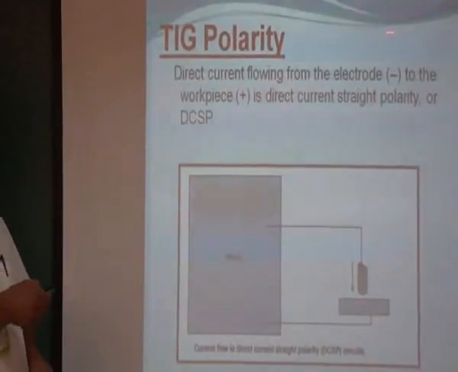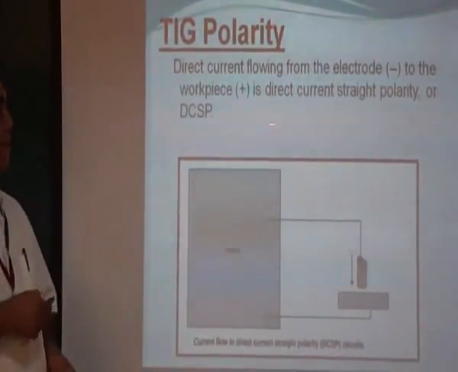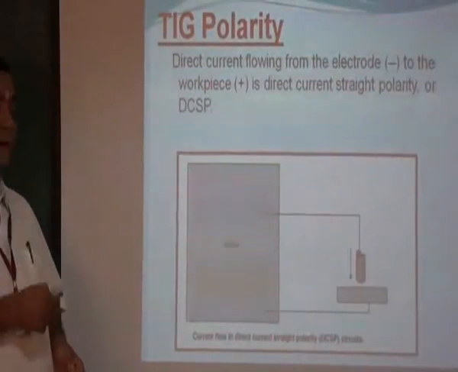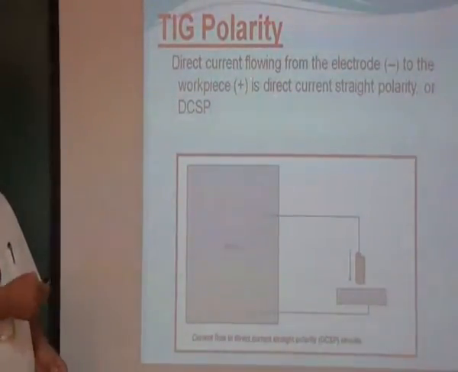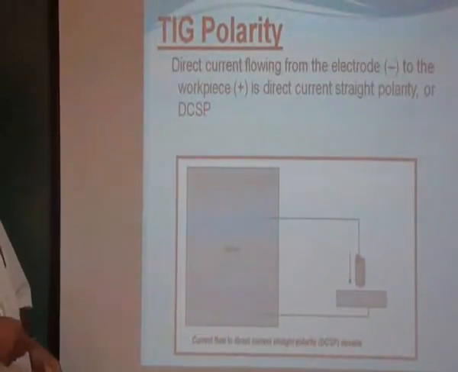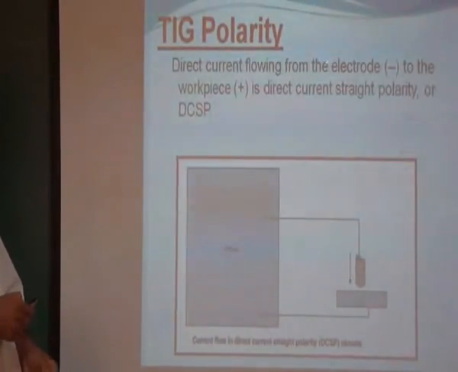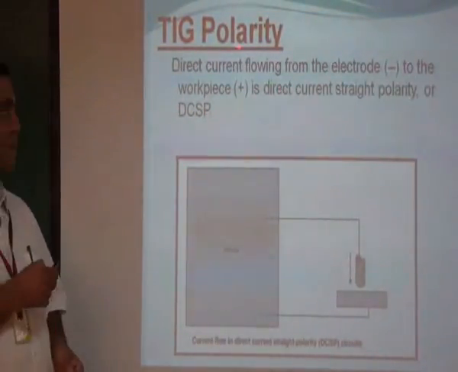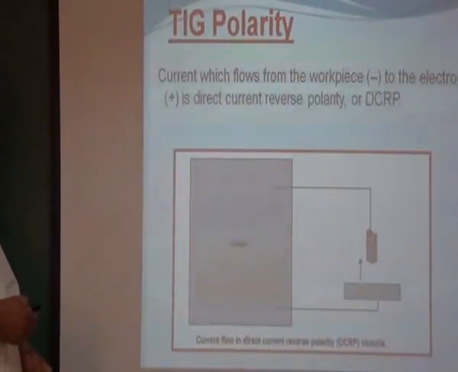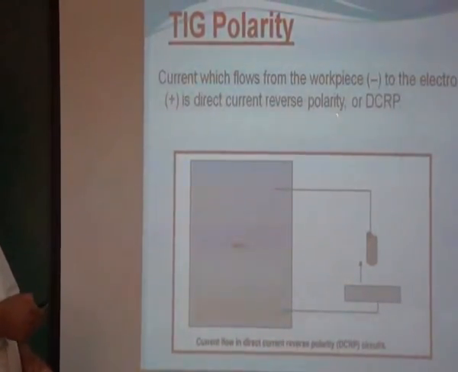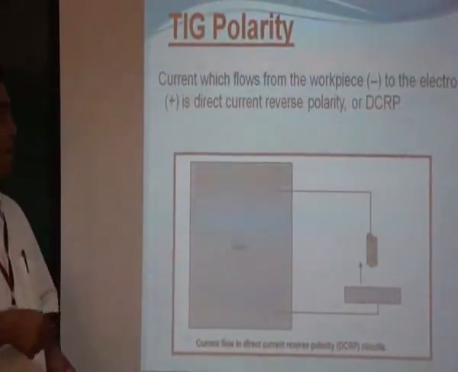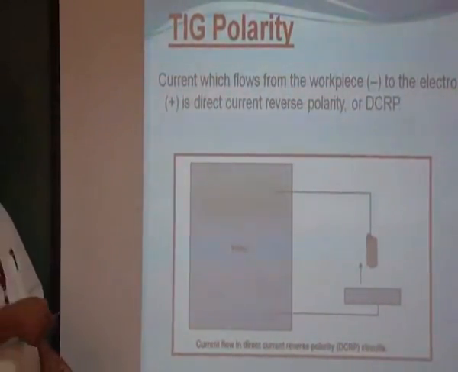You can use polarity, as I said in the shielded metal arc welding process. You can have DC straight polarity, where the electrode is connected to the negative terminal and the workpiece is connected to the positive terminal. Then you can use reverse polarity too, where the electrode is connected to the positive terminal and the base metal is connected to the negative terminal.